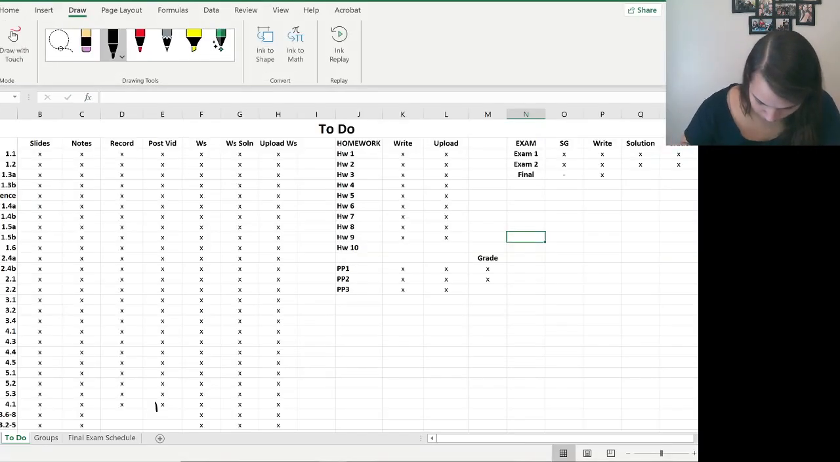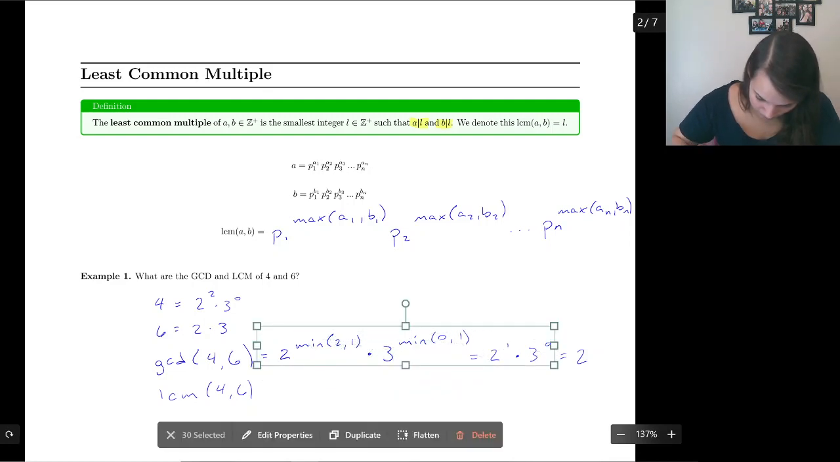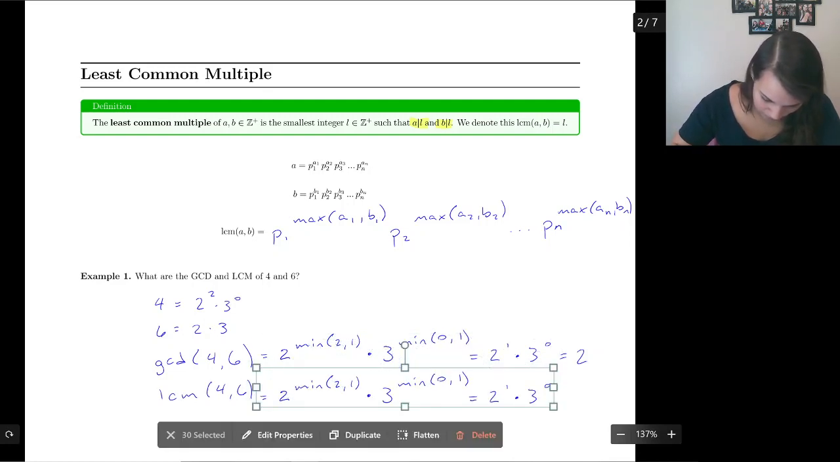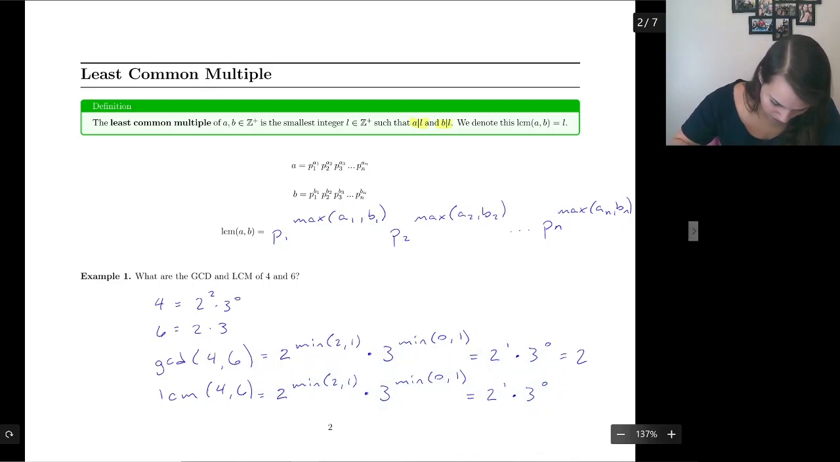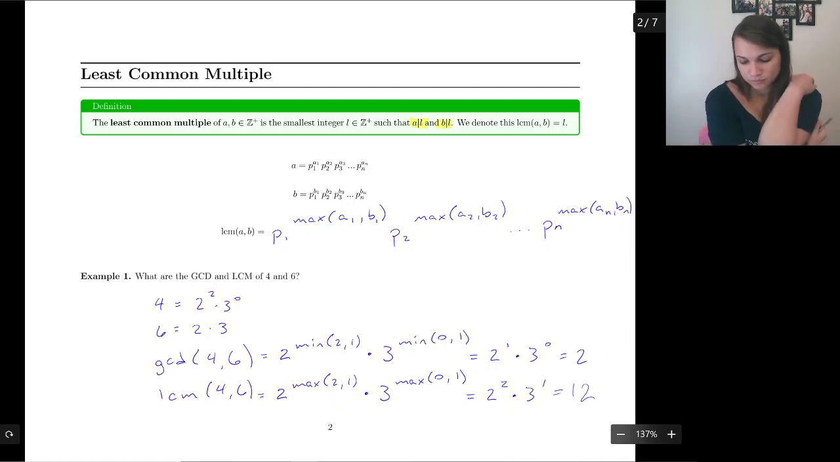And then the LCM of 4 and 6. I'm going to copy down a little bit of this. Duplicate, because instead of min, all I want is max. There you go. So now if we're picking the max powers, the max power would have been 2 for 2 and 1 for 3. So that's 4 times 3, which is going to be 12.